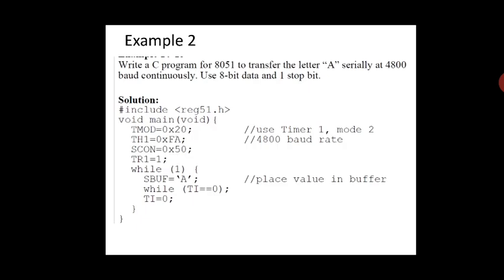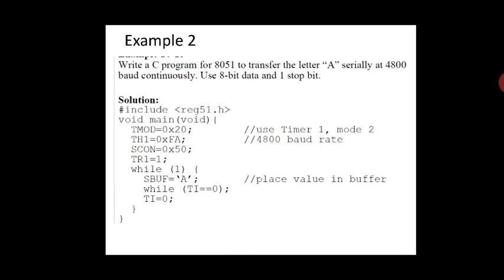Now there is a next interesting program, a serial transfer operation using C program. Write a C program for 8051 to transfer the letter A serially at 4,800 baud continuously. Use 8-bit data and 1 stop bit. If it is indicated with 8-bit data, it means your data bits will be 8 bits, and if only a stop bit is indicated, it does not mean only a stop bit will be there. Again, it is appended with a start bit and a stop bit.